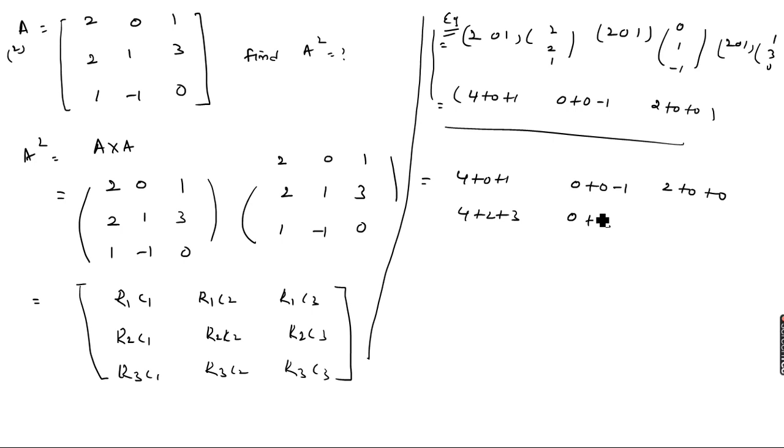1 minus 3, that is nothing but minus 2. Okay, 0 plus 1, minus 3, and 2 plus 3 plus 0, 1 minus 2 plus 0, 0 minus 1 minus 0, 1 minus 3 plus 0.